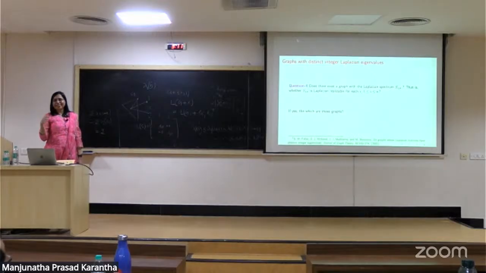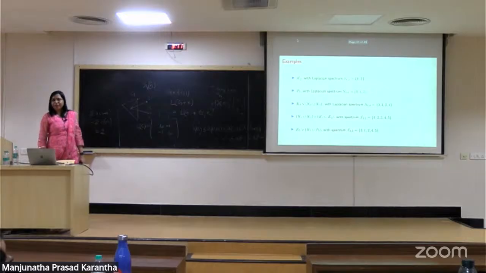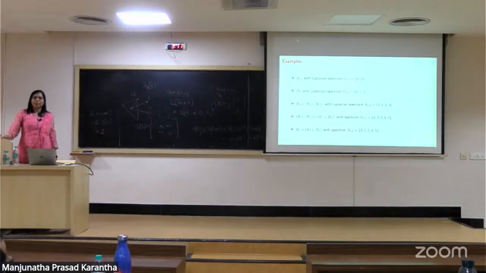You have to know the eigenvalues of the graph. If you don't know the eigenvalues of the graph, we can still answer by observing the properties of the graph. I have listed them here. If you take K2, K2 has eigenvalues 0 and 2. So 1 is missing. Okay, so this is the smallest one.